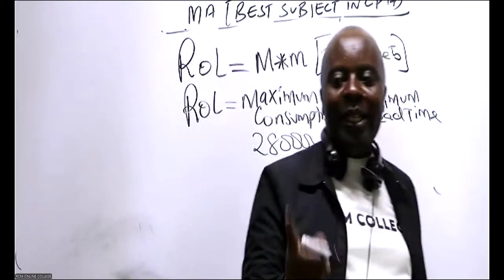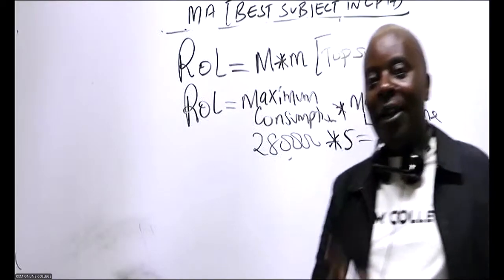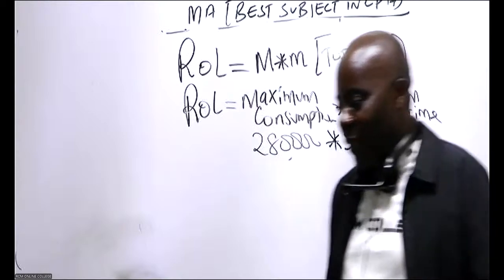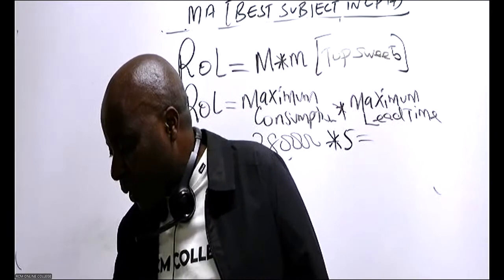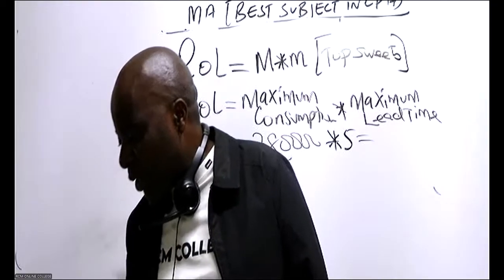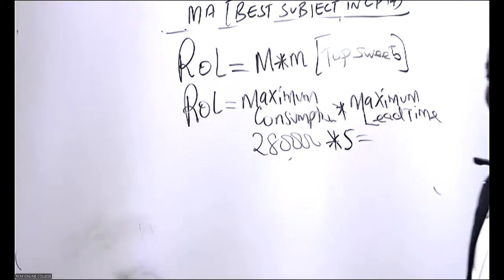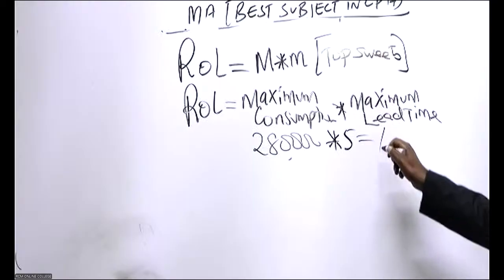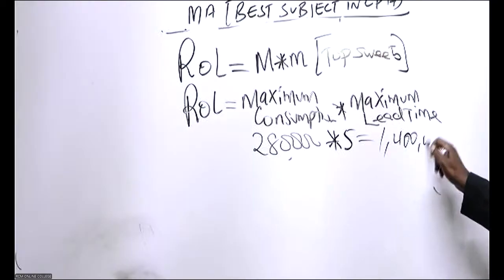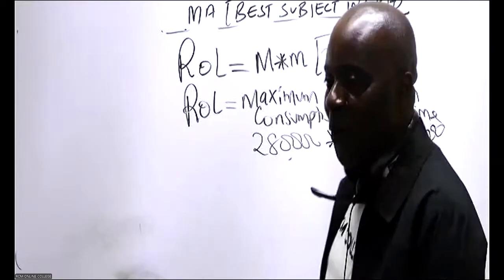At first, you shall write reorder level in full. So how many are we able to get, ladies and gentlemen, here? 1.4 million. Great. So there we have 1.4 million units.